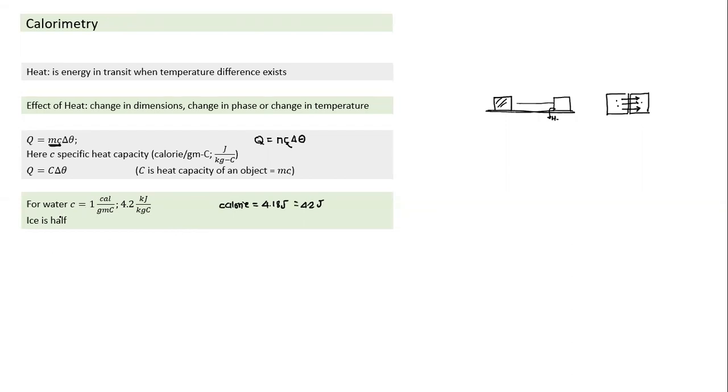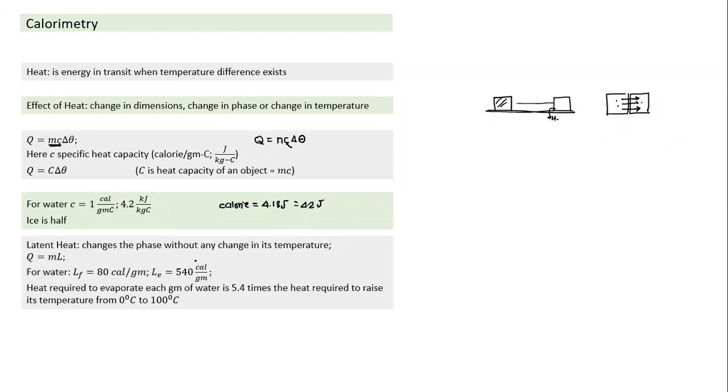And specific heat capacity of ice is half. What do you understand from that? It means if I have equal mass of ice and water, the amount of heat I need to raise the temperature of water by 1 degree, for the same mass of ice I will need only half the energy. Or another way of saying it: if both are of equal mass and are given the same amount of heat, the temperature of ice will rise by twice as much. The heat capacity is half. So that's one effect. We dealt with the effect of change in temperature. This is the relationship between heat energy and temperature.